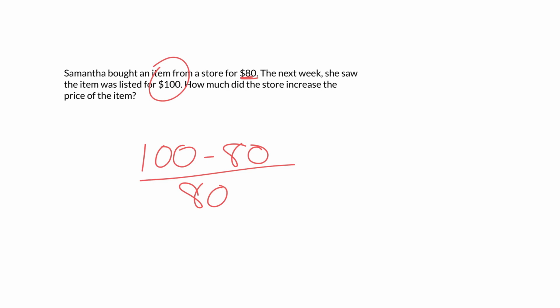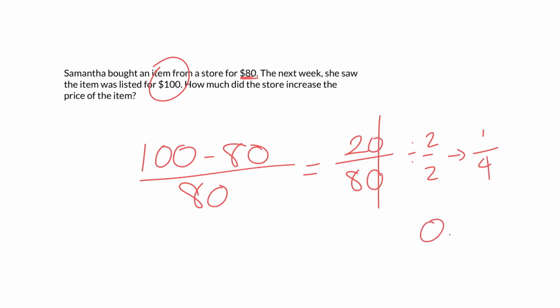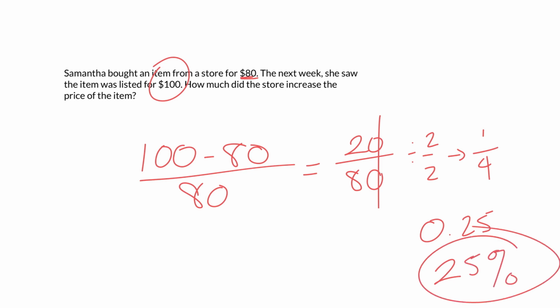So 100 minus 80 gives us 20 over 80. This simplifies to 2 over 8, which if we divide by 2 is 1/4 or 0.25. So that's 25%. So a price increase going from 80 to $100 is a 25% increase.